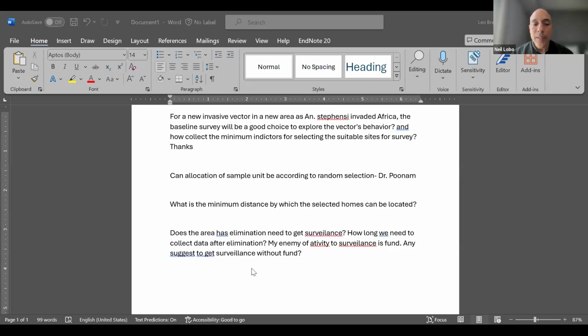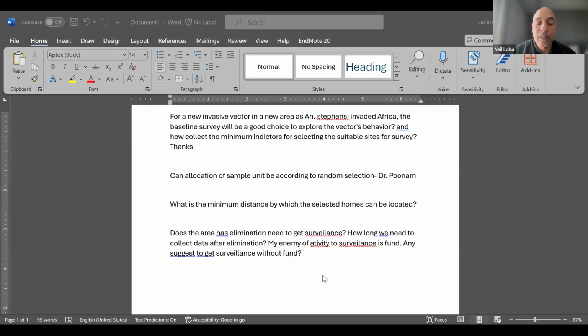There's an area with elimination needing surveillance. How long do we need to collect data after elimination? The enemy of surveillance activity is funds. You're absolutely right. Can we do surveillance without funds? Here's a very good question, right? As soon as you've eliminated malaria, what processes do you need to make sure that malaria doesn't come back? Again, this is completely based on funds.